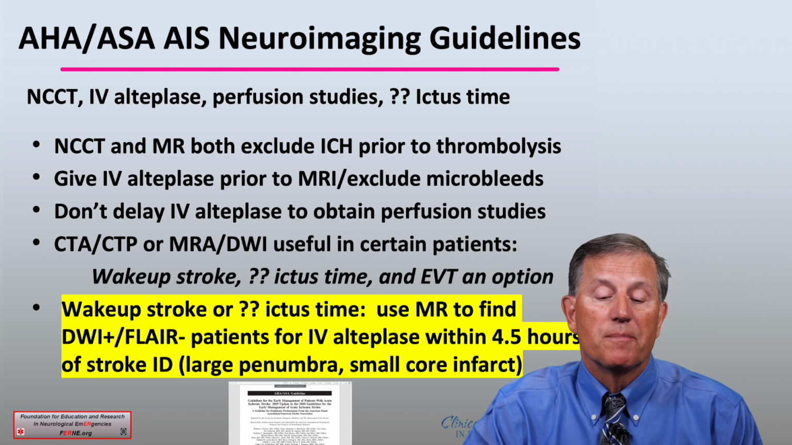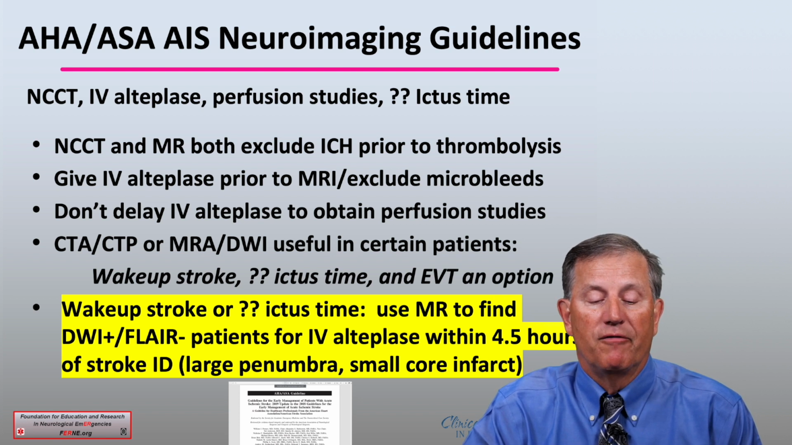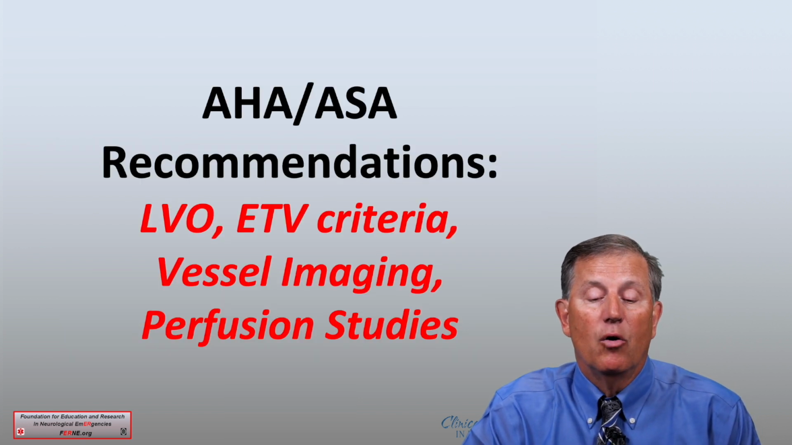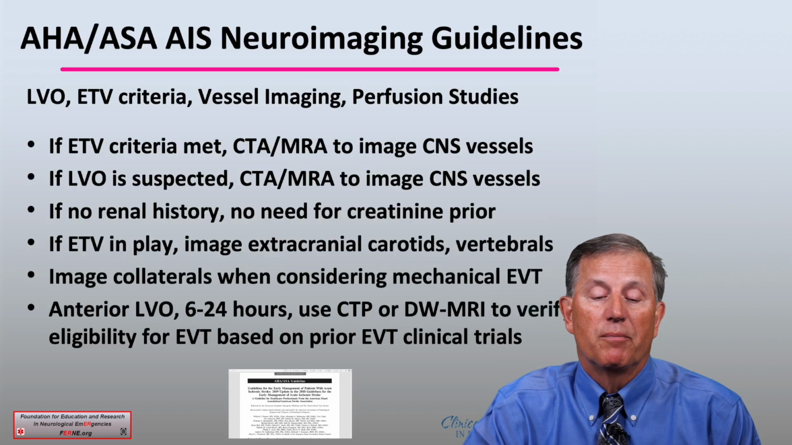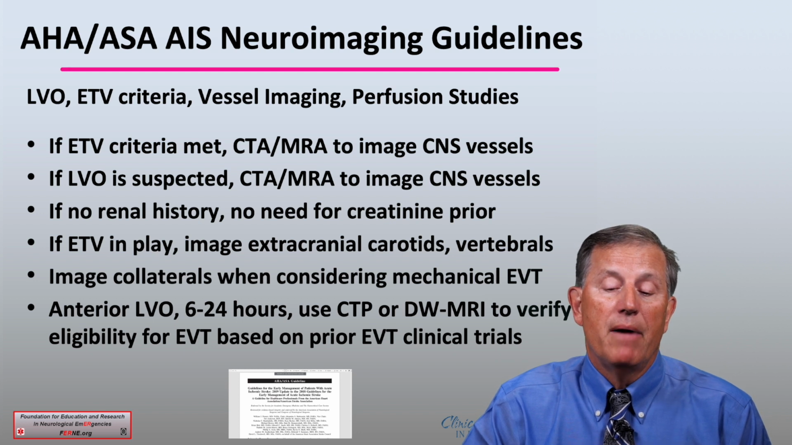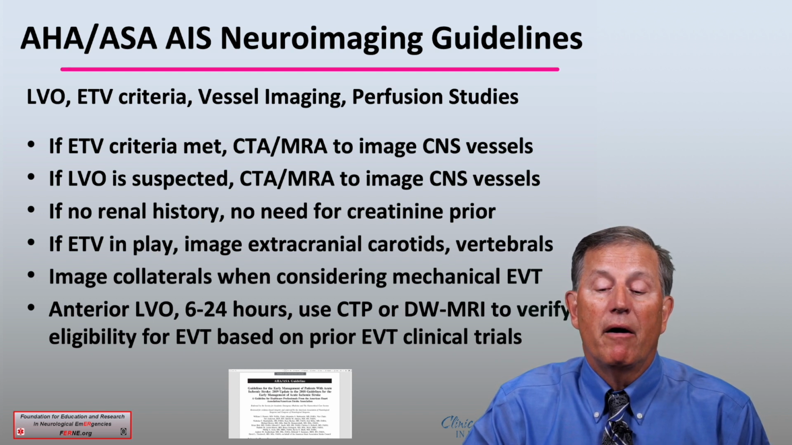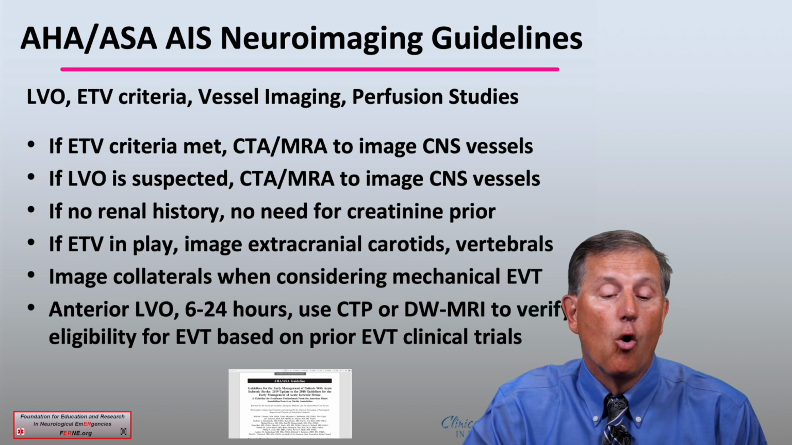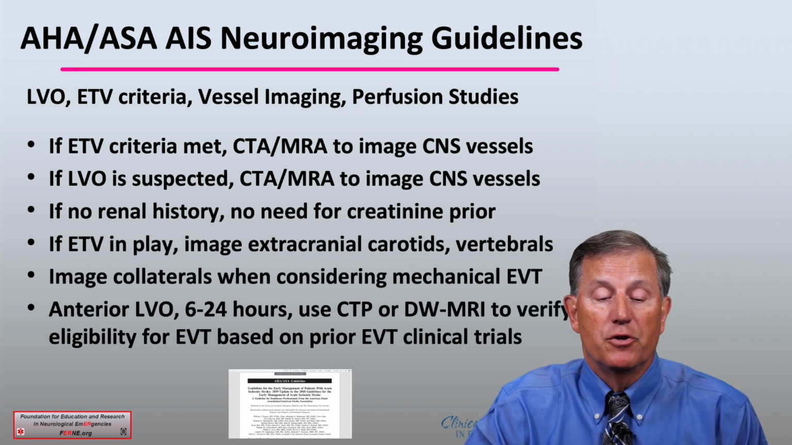So, if there's a wake-up stroke or unknown ictus time, you can use MR to find DWI or FLAIR noted patients for IV alteplase within 4.5 hours, or stroke identification of a large ischemic penumbra and a small core infarct beyond those 4.5 hours. What about these other areas? LVO, EVT criteria, vessel imaging, and perfusion studies. The guidelines say if the EVT criteria are met, then you can use CTA or MRA to image the CNS vessels. Or if a LVO is suspected, you can do the same.